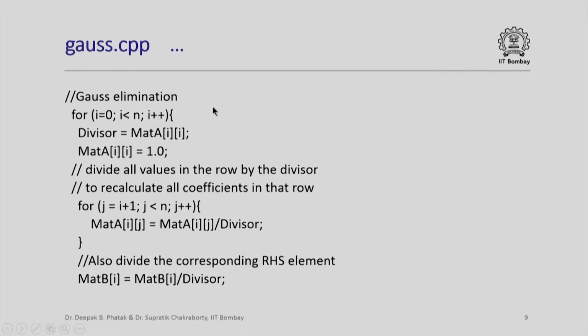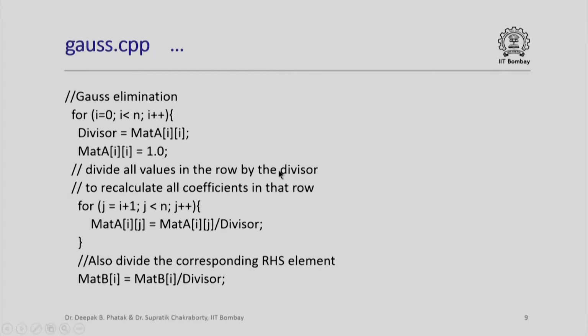Please note that our objective is to get 1 on the diagonal. We start with the first row, i equal to 0. Now here the matrix element A[i][i] need not be 1 originally, but whatever is that element, if we divide the entire row by that element, obviously on the diagonal we will get 1. So we just look at this value, capture it as a divisor variable value and assign 1.0 directly to this. There is no need to divide obviously, because the divisor is same as the value. But now we divide all values in the row by that divisor.